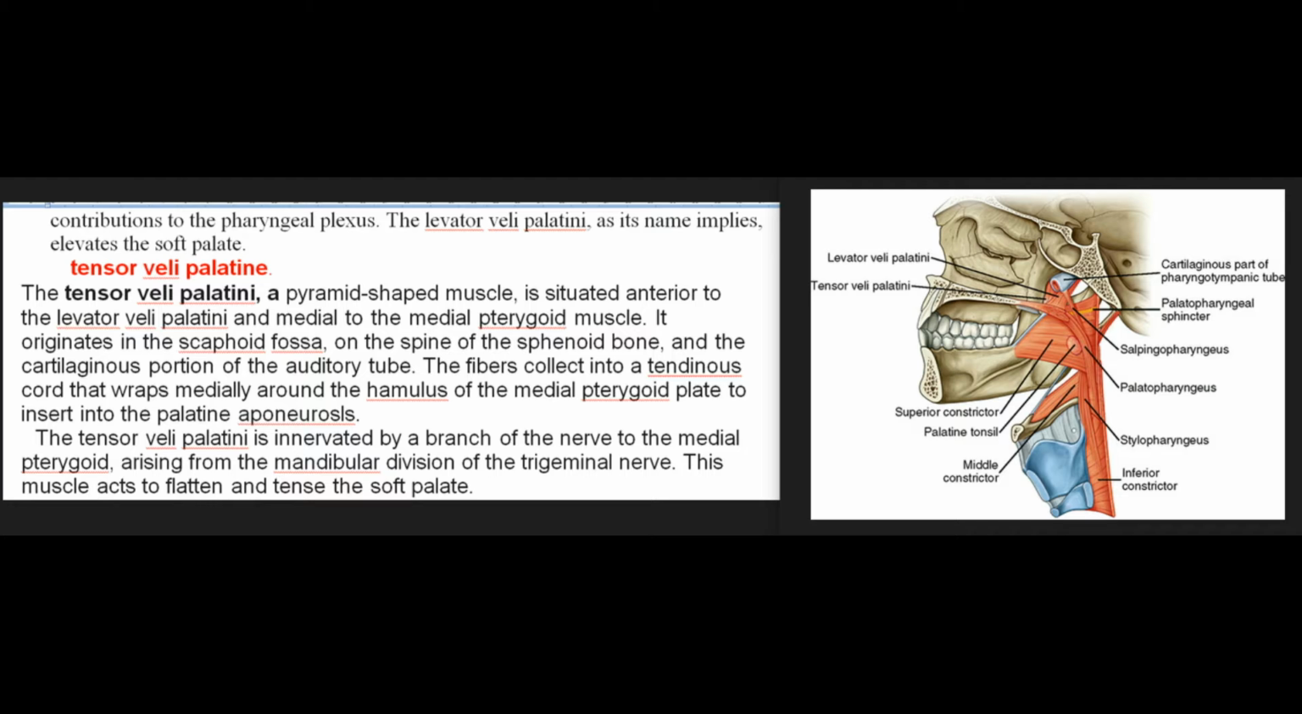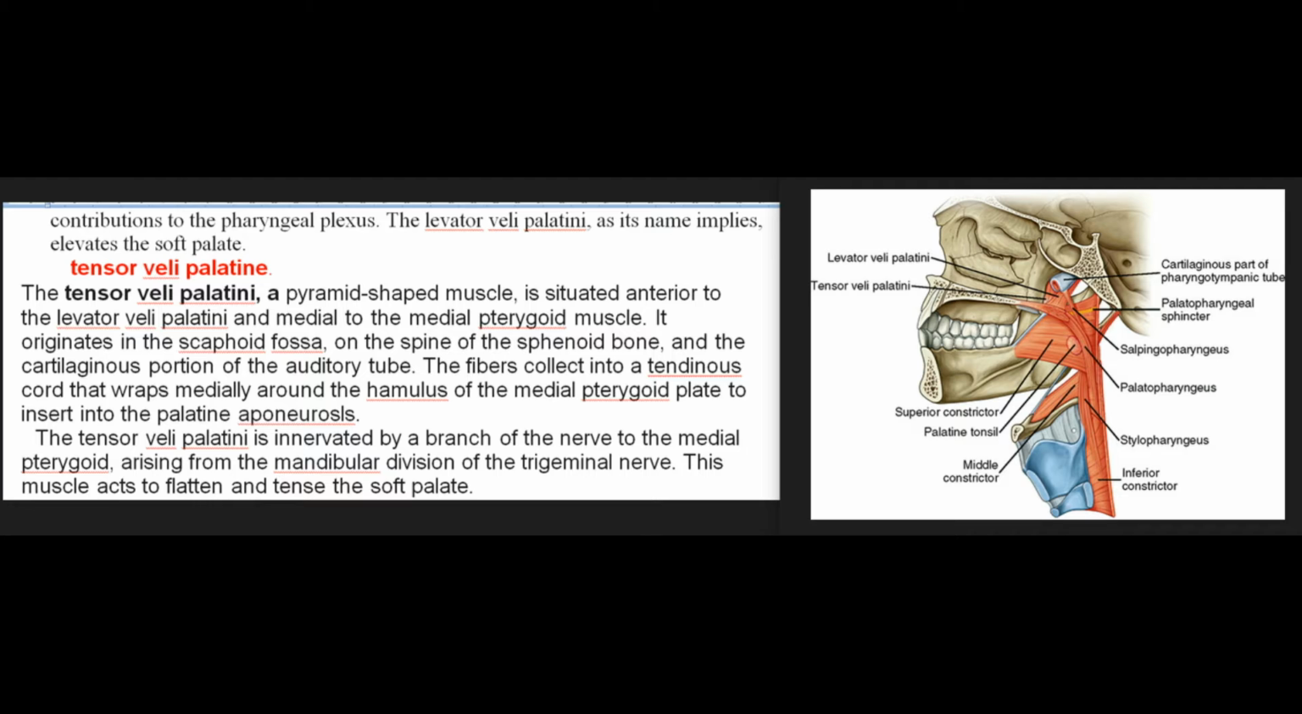Tensor veli palatini. The tensor veli palatini, a pyramid-shaped muscle, is situated anterior to the levator veli palatini and medial to the medial pterygoid muscle. It originates in the scaphoid fossa, on the spine of the sphenoid bone, and the cartilaginous portion of the auditory tube. The fibers collect into a tendinous cord that wraps medially around the hamulus of the medial pterygoid plate to insert into the palatine aponeurosis.